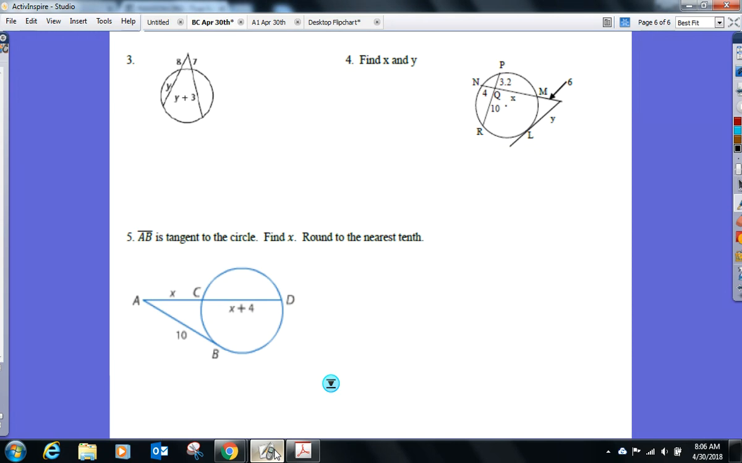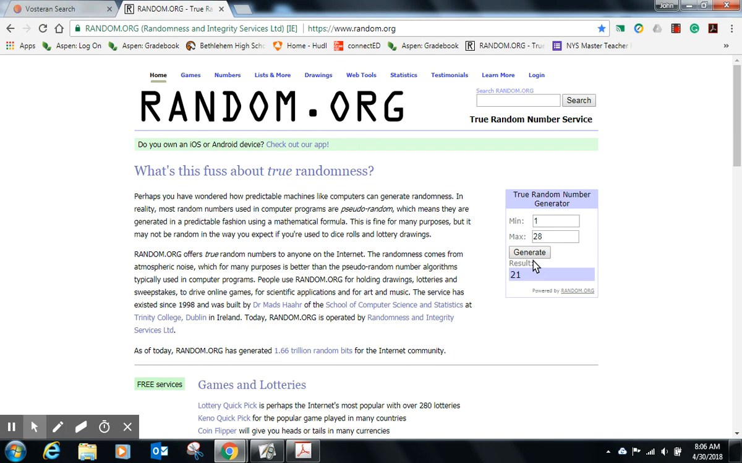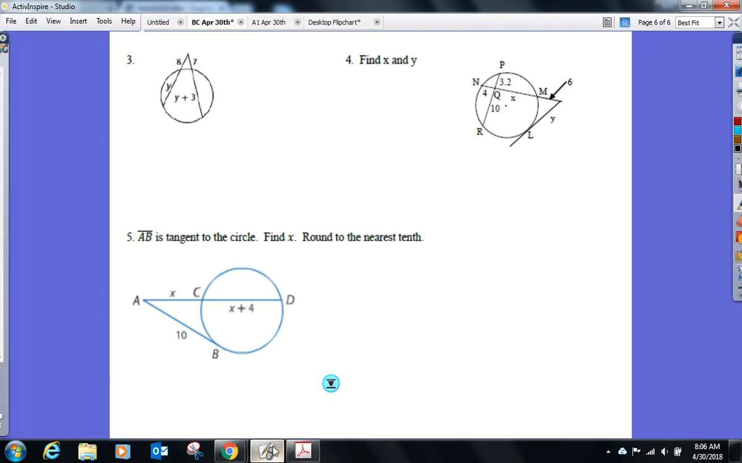Two secants, whole times external, whole times external. Give me one whole secant here. 21, give me one whole secant length. 8 plus y. And what about its external part of that one? 8. All right, be careful on that next whole secant.